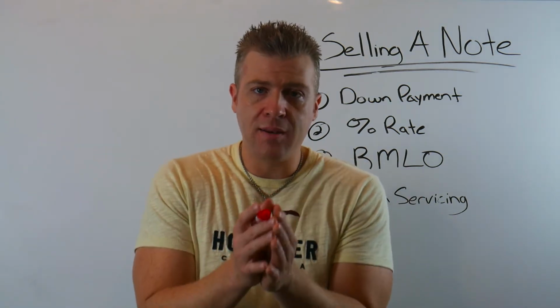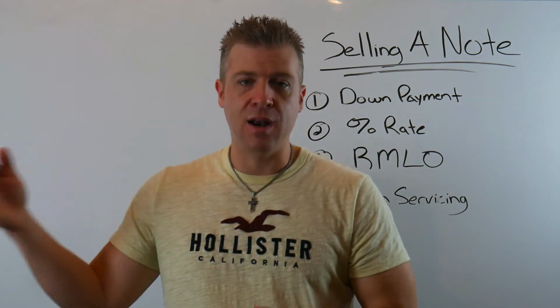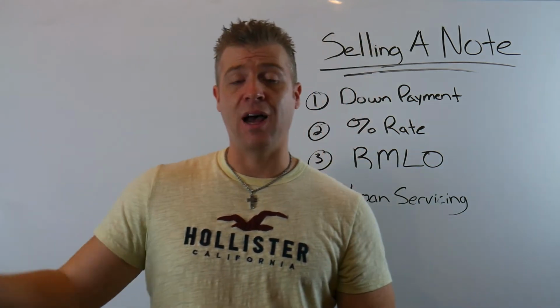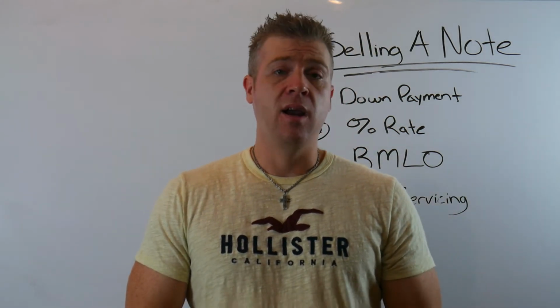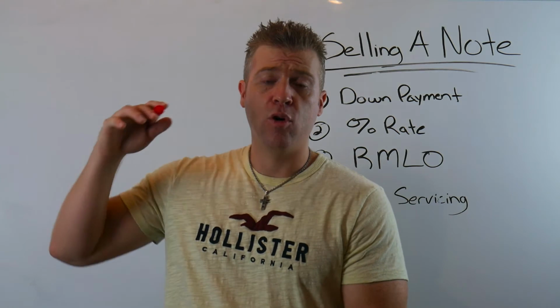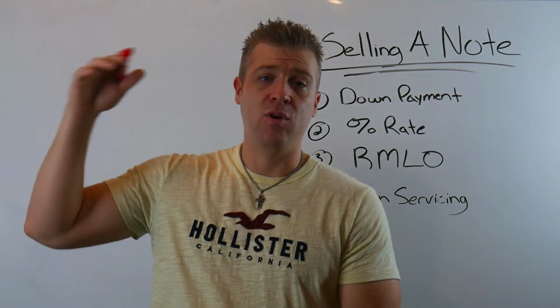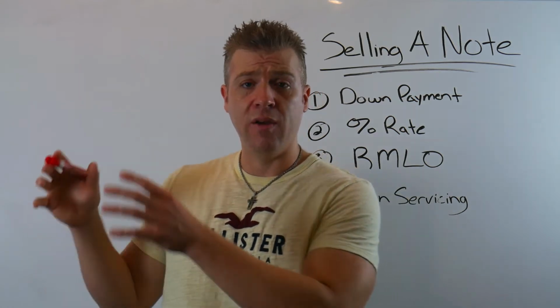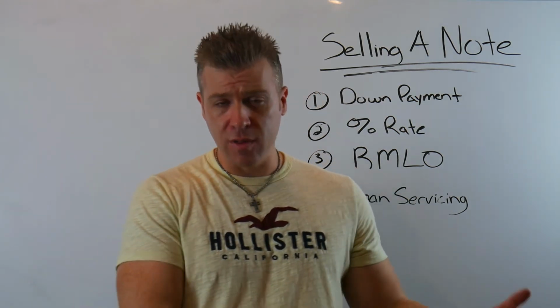So the more money you get down, the more appealing that note is to a note buyer on the back end. For example, we just sold a house for $65,000, and we got $25,000 down. If I go to sell that note, that's going to be a lot more attractive to the note buyer than someone who put only $500 down or $5,000 down, because they're less likely to walk away from $25,000 than they are from a few thousand, if that makes sense.